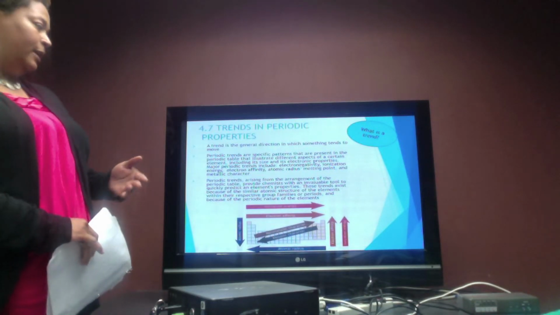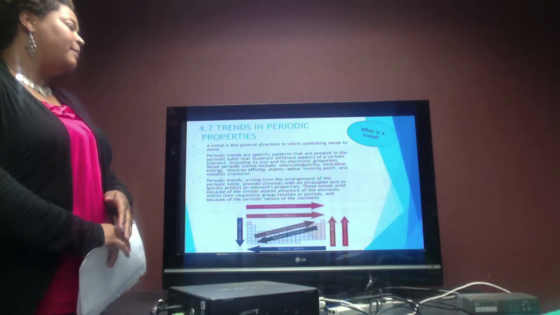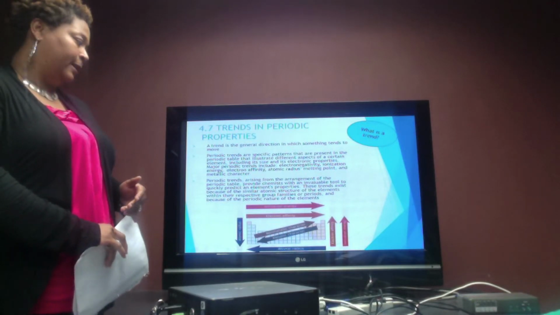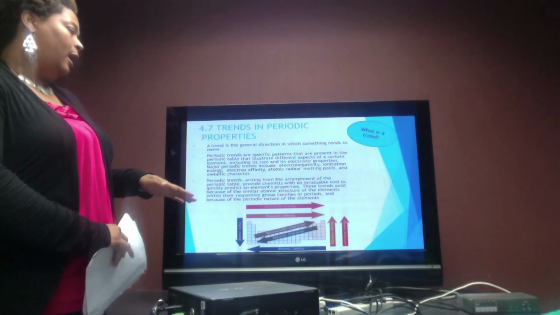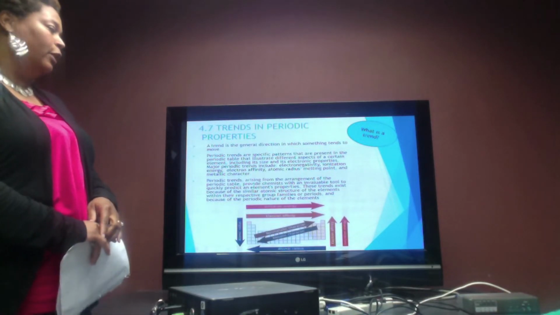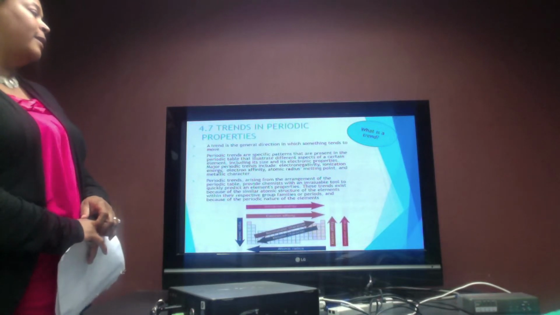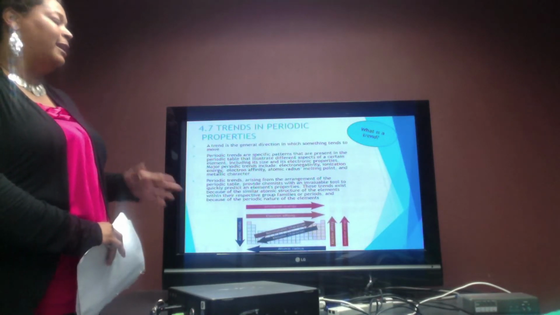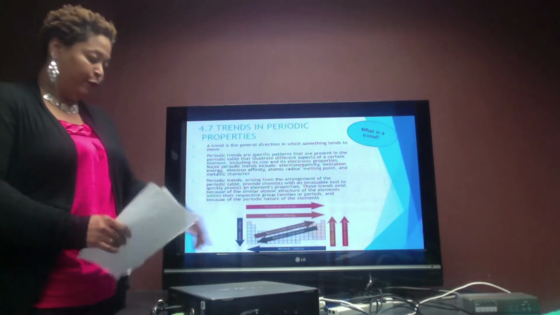Periodic trends arising from the arrangement of the periodic table provide chemists with an invaluable tool to quickly predict an element's property. These trends exist because of similar atomic structure of the elements within their respective group, family, or periods, and because of the periodic nature of the elements. So now I'm going to talk a little bit about these different trends.